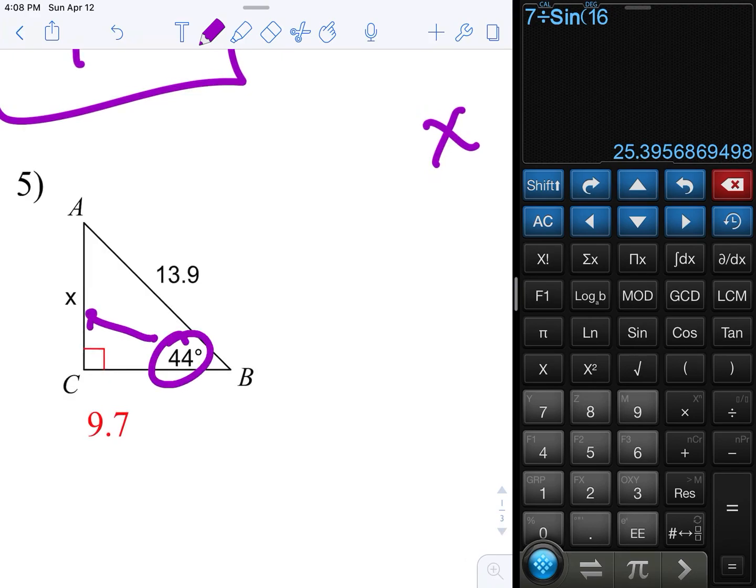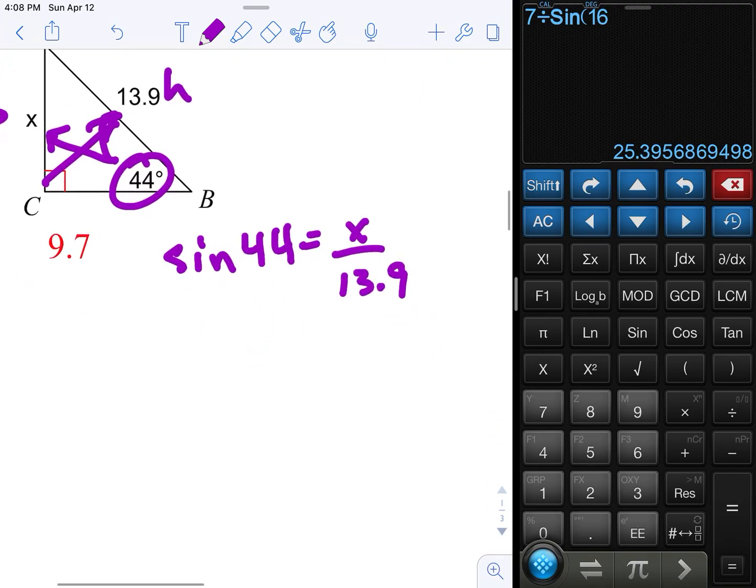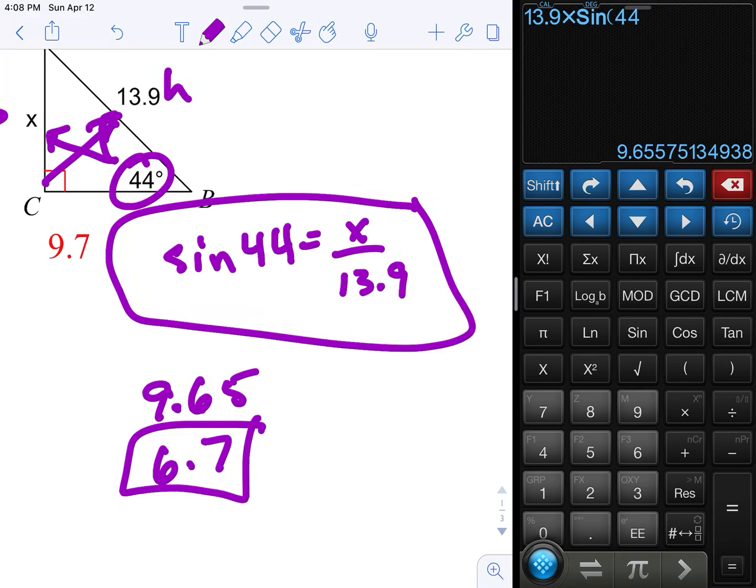From 44, that's the opposite. This is always, always, always the hypotenuse. So sine 44 equals x over 13.9. x is on top, which means you multiply. I'm going to go right in my calculator. Watch the calculator. I'm not even going to write anything down. You don't have to. You do have to set this up. That's what I would grade. 13.9 times sine 44. 9.65, so 9.7. That's how you round to 1 decimal.